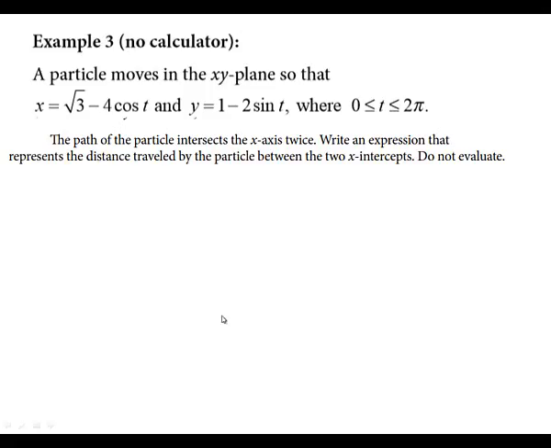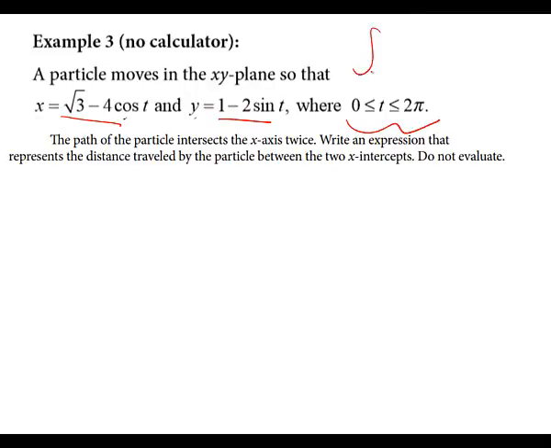Okay. Good. Alright, so we've got a particle that moves in the xy plane so that we have this x component and this y component. Shh, you guys are listening. And they give us an interval. Whenever we see an interval like that, what does that mean we probably need to do? We're probably going to do some kind of integration, okay? The path of the particle intersects the x-axis twice. We're supposed to write an expression that represents the distance traveled by the particle between the two x-intercepts, but we're not going to evaluate it, all right?